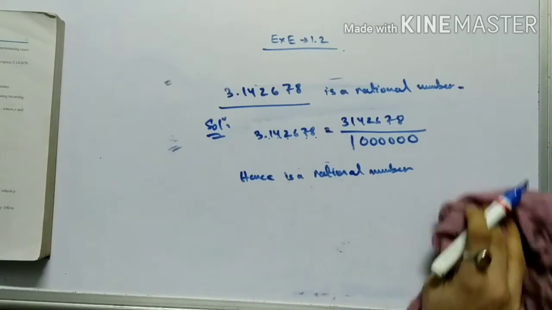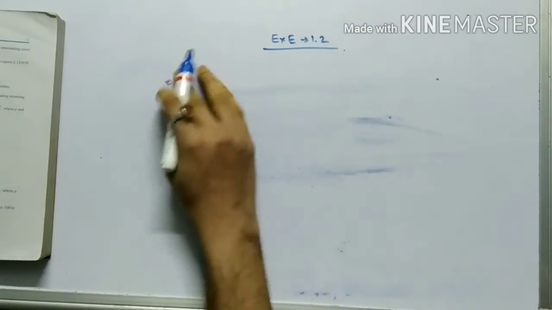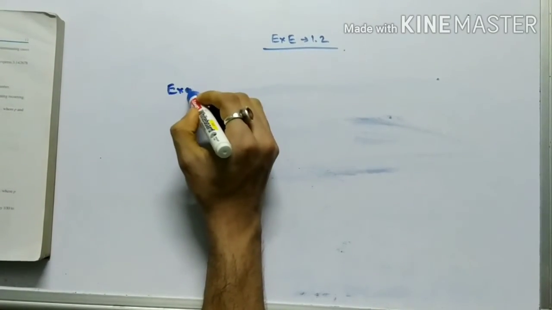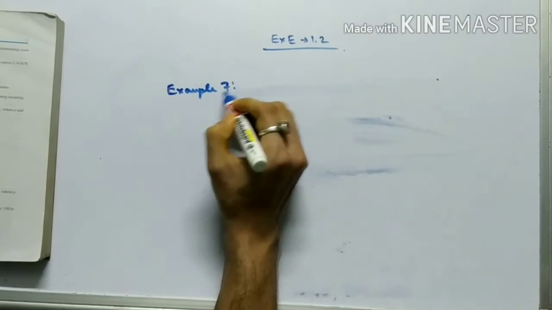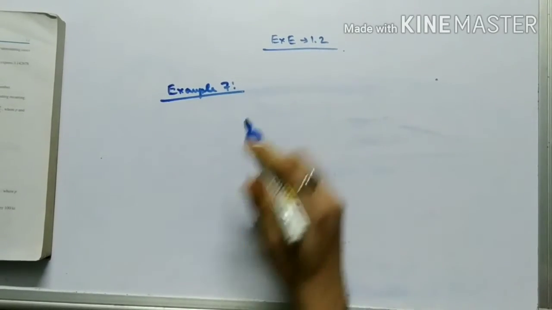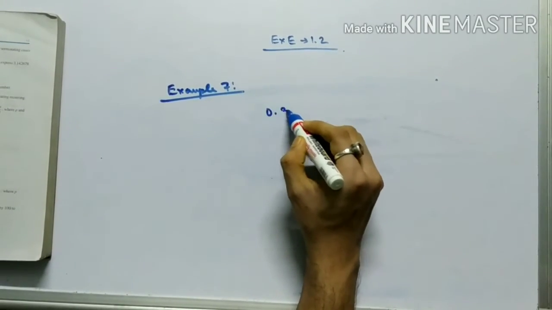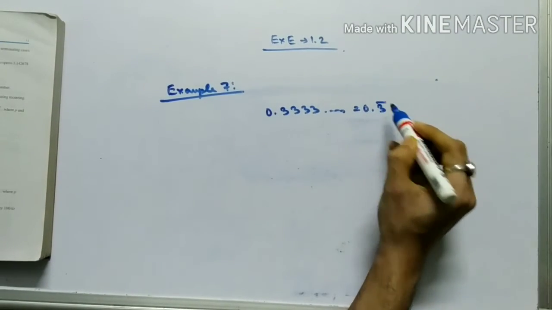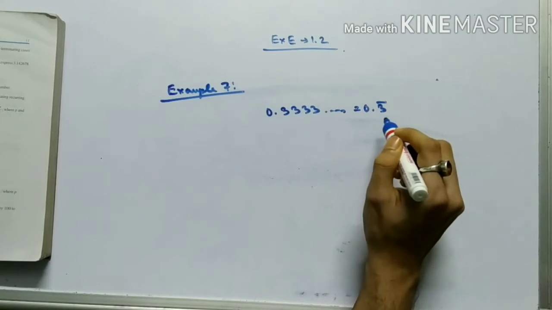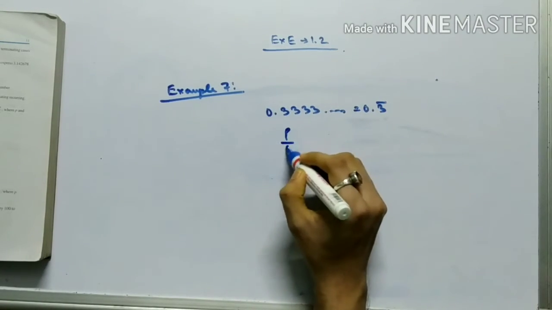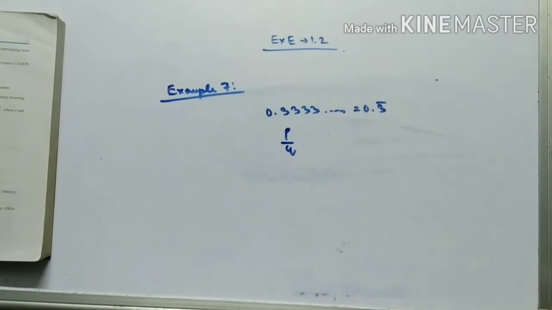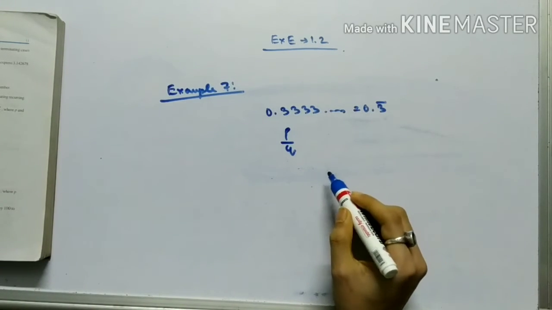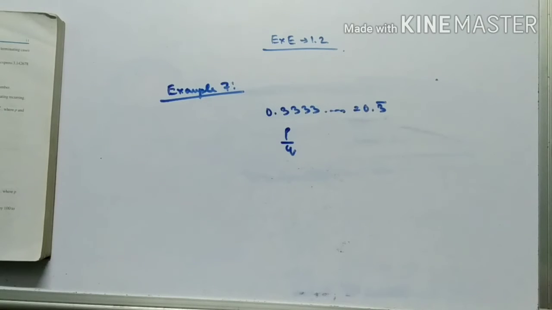Okay. Next it is your example 7. I have to show that 0.3333 dot dot dot, which is equal to 0.3 bar, can be expressed in the form of P by Q, where P and Q are integers and Q not equal to 0.